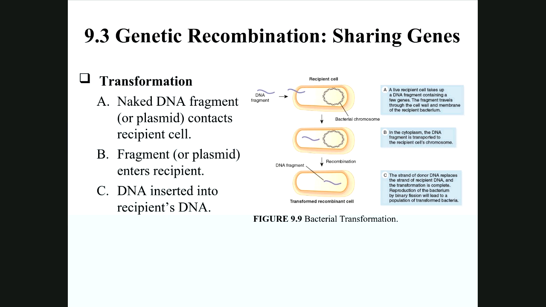Okay, so there's this little DNA fragment that's in the environment for some reason. It's picked up by the recipient cell, and then it becomes part of that bacteria's DNA. That's it. It can just insert itself into the other chromosomal loop.